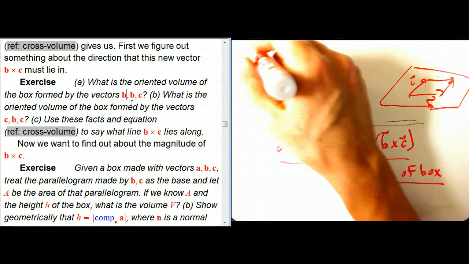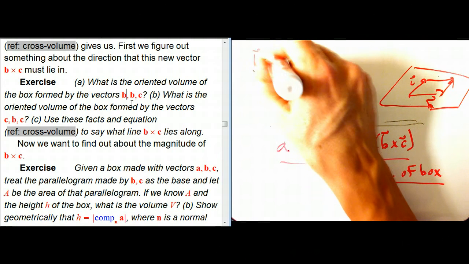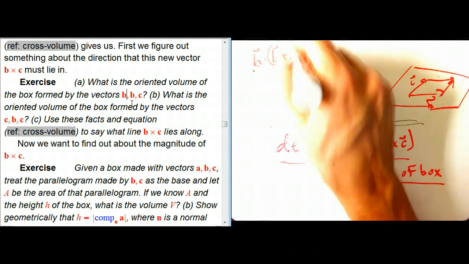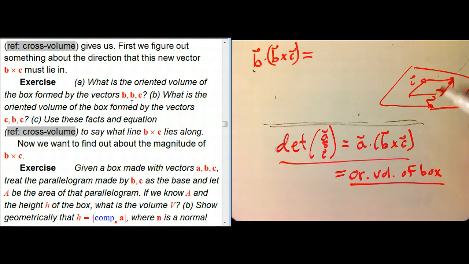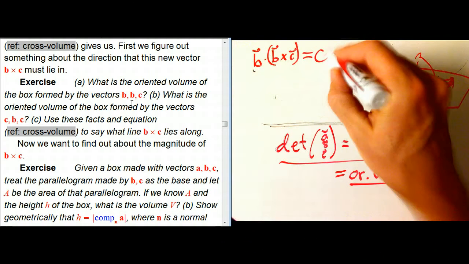Okay. Well, so B dot B cross C, that should be the volume of a box formed by B, C, and B itself. Instead of having A go off in this direction and have a full three-dimensional box, it's collapsed to all be coplanar, and that should have 0 volume. So that should be 0.